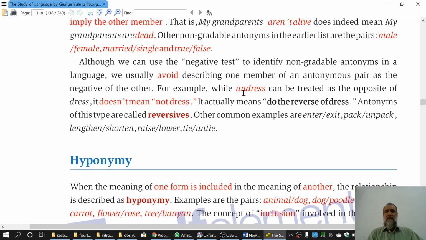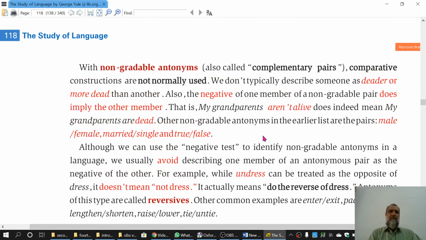This undress actually means to do the reverse of dress. It is used as a verb, and this is the reverse of the verb dress. So such pairs are referred to as reversives. For example, enter is the reversive of exit. If we say opposite, then enter does not mean not enter. It is not like that. So it is therefore a reversive one. Pack is unpack, reversive. Lengthen is shorten, raise is lower, and tie is untie. These are referred to as reversives.